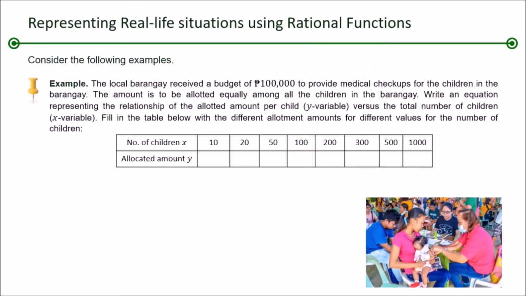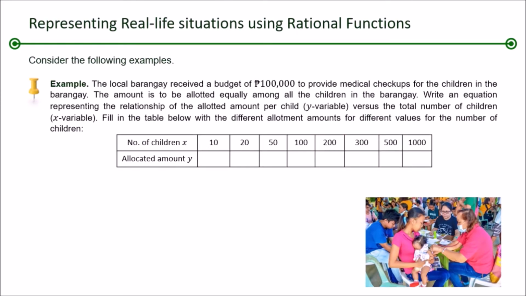Consider the following examples. The local barangay received a budget of 100,000 pesos to provide medical checkups for the children in the barangay. The amount is said to be allotted equally among all the children in the barangay. Write an equation representing the relationship of the allotted amount per child, y variable, versus the total number of children, x variable. Fill in the table below with the different allotment amounts for different values for the number of children.